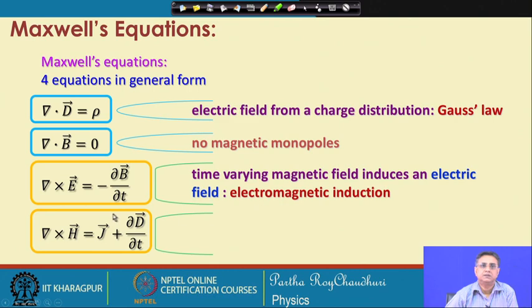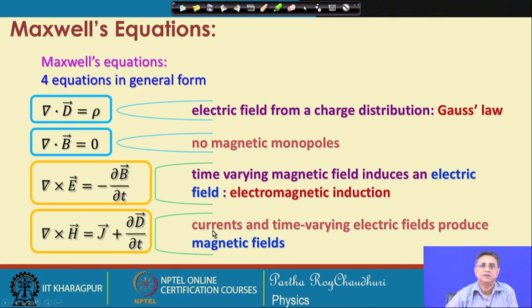The last one, del cross H equal to J plus del D del T, is the one where Maxwell actually contributed by incorporating the displacement current. So, current and time varying electric field produce a magnetic field. This fact is incorporated in this law.